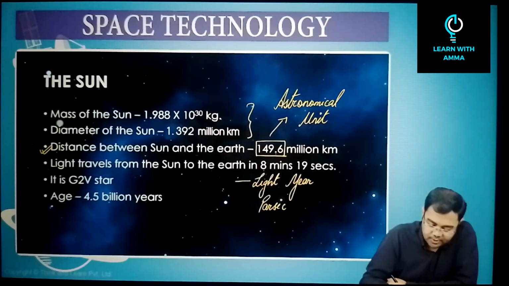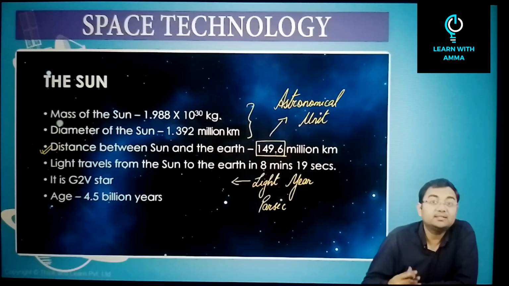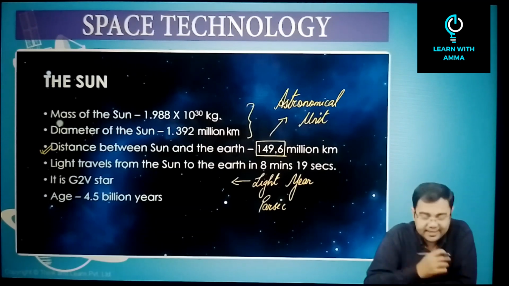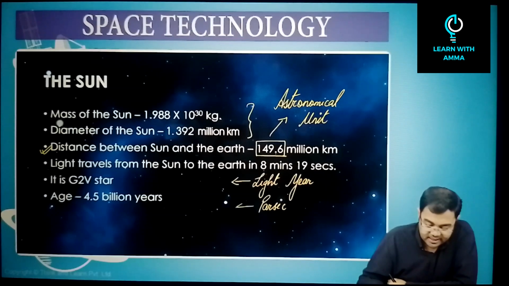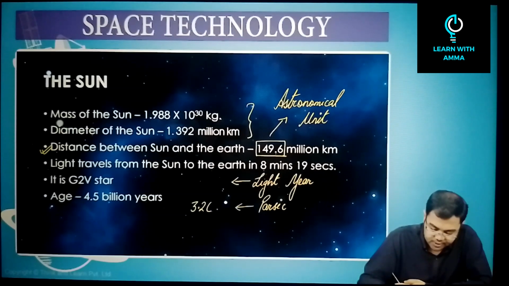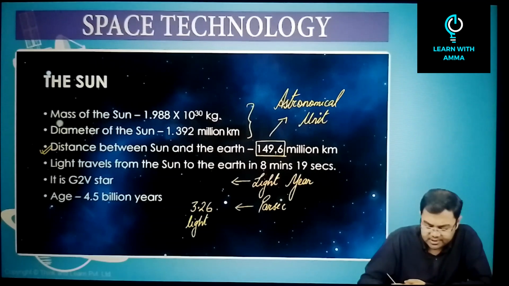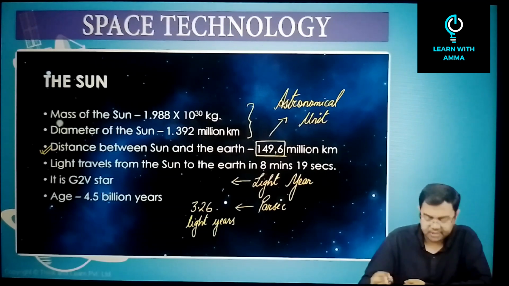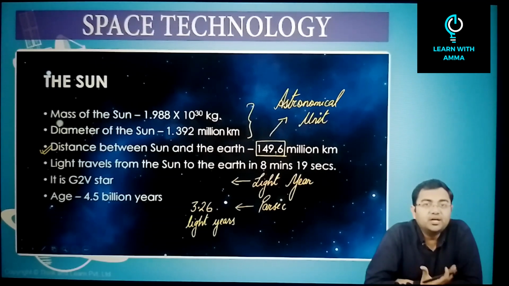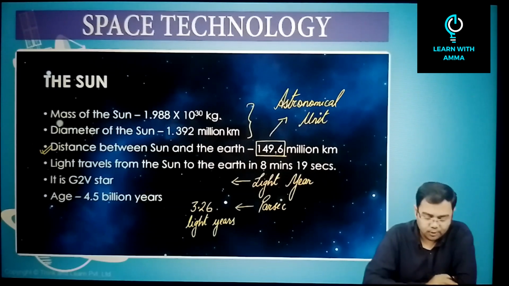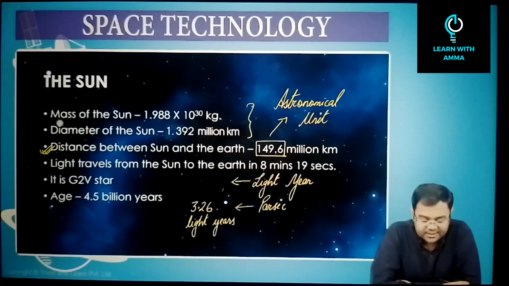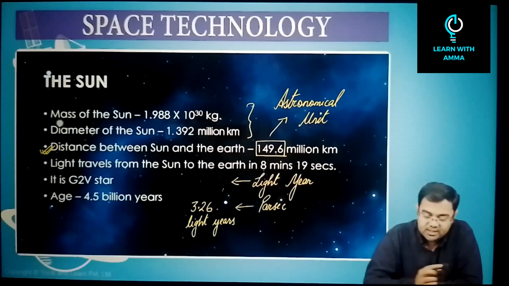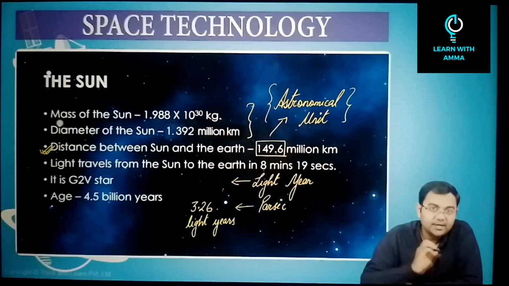When we talk about light year, you might know what a light year is. The distance that can be traveled by light in 1 year is called a light year. Similarly, you also have the concept of parsec, which is approximately 3.26 light years. You will see that when it comes to measurement, parsec is a more preferred unit as compared to light years. Anyway, we don't want to go there. So just understand that the distance between the sun and the earth is 149.6 million kilometers, and this figure is very important because this is one astronomical unit.